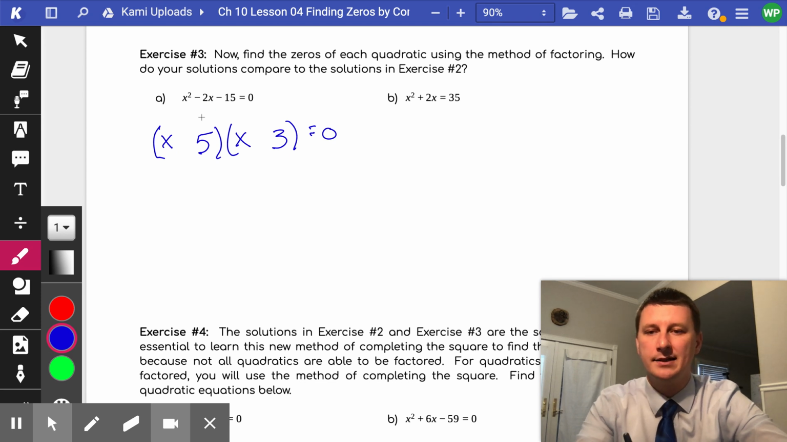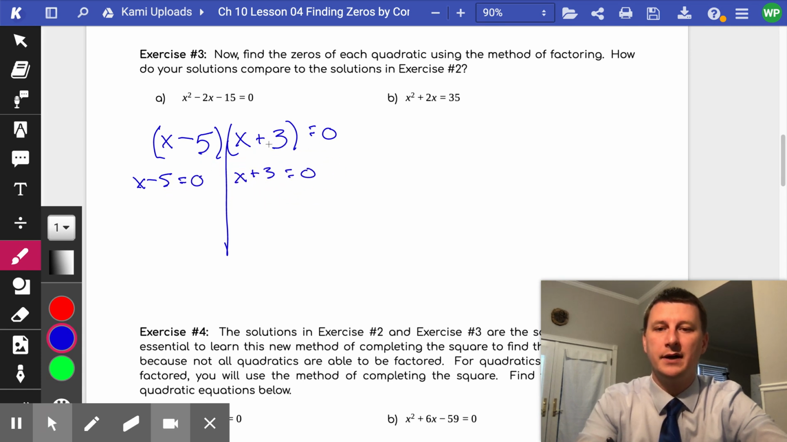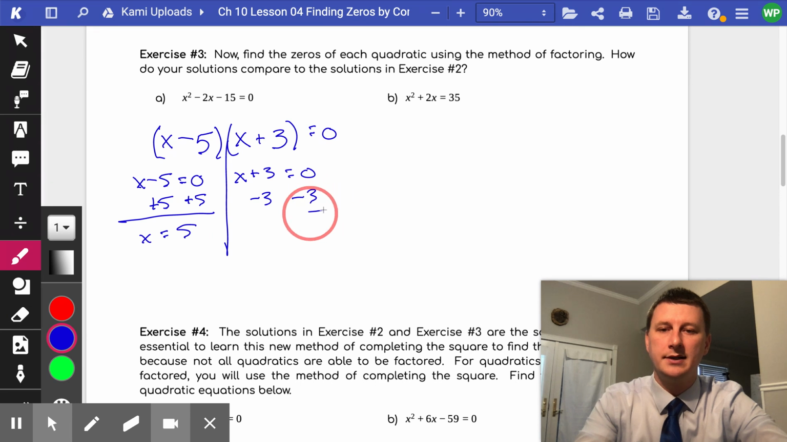Now I need my signs. They need to multiply to a negative 15 and combine to get a negative 2. So that means my 5 has to be the negative, my 3 the positive. Now that it's factored, remember from lesson 1 in this chapter, that we want to set each factor equal to 0. And by setting each factor equal to 0, we can find each of the solutions to our quadratic. What we want to do on this left side is add 5 to both sides and get x equals 5. And we'll subtract 3 on the right side to get x equal negative 3.